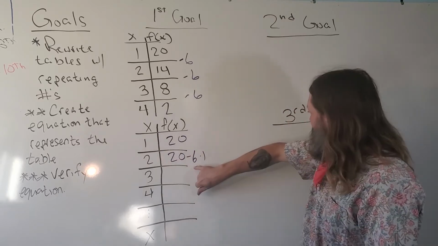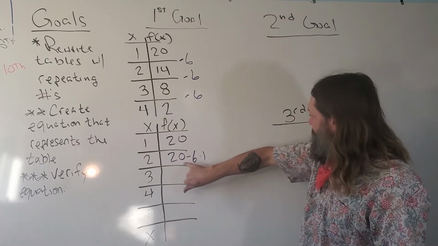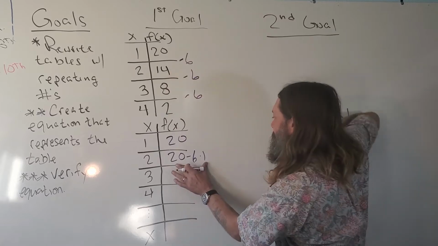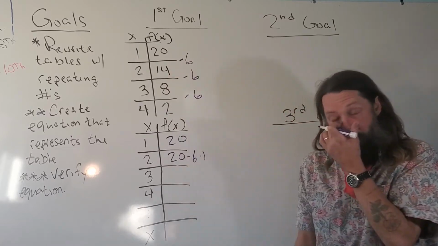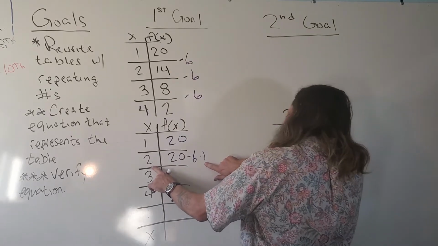So if I was to work this out, this would be 6 times 1, which is 6. 20 minus 6 is 14. This is still 14. It's just a different way to write it. But again, notice I don't have repeating numbers.